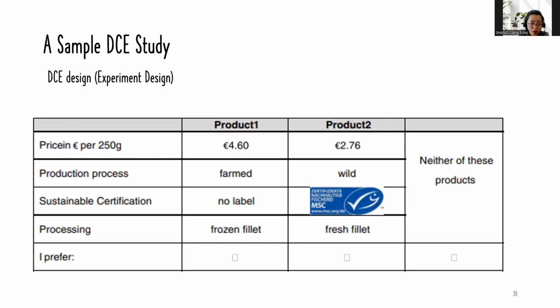So this is a sample DCE choice set that is presented to respondents. Here, they have two products, product 1 and product 2, and each is described by different attributes and attribute levels. Then the respondent needs to indicate which product they prefer to buy based on this information. But of course, they can always choose to buy neither of these products if they find these two options not attractive at all.